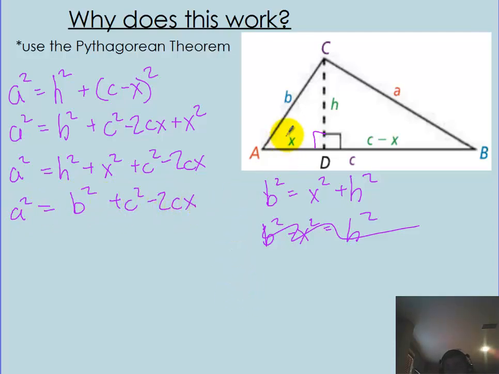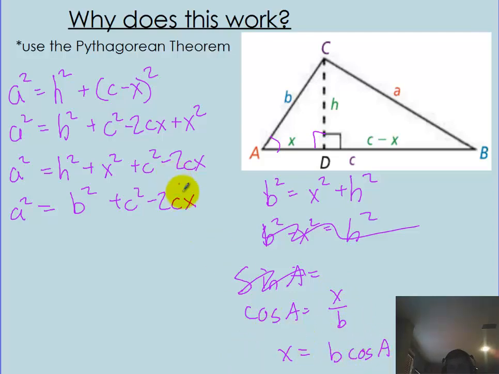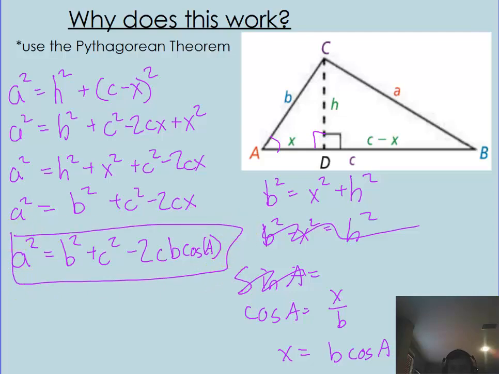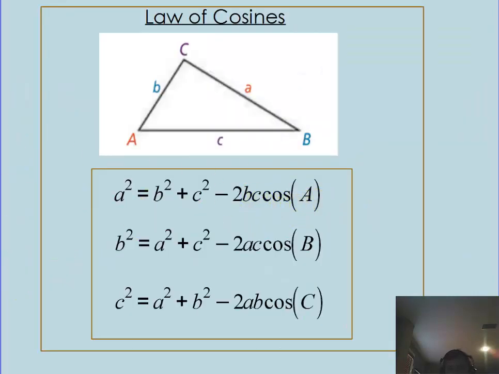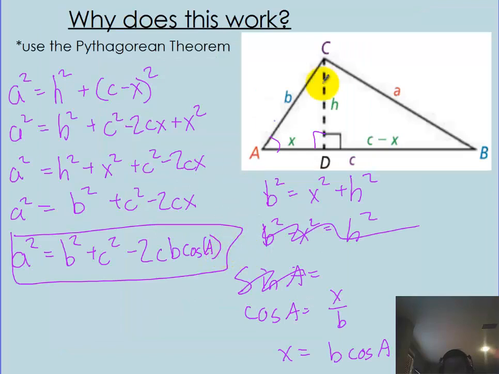Well, what does x equal? We can create another equation using cosine of A. It's going to equal the adjacent over the hypotenuse, so x over b. I can rewrite that as x equals b times the cosine of A. And I'm going to substitute that in for x right here. So I get a squared equals b squared plus c squared minus 2 times c times b cosine of A. And guess what? This formula is the same thing that's up here, except b and c were rearranged. But it's effectively the same formula. So that's how you derive that.